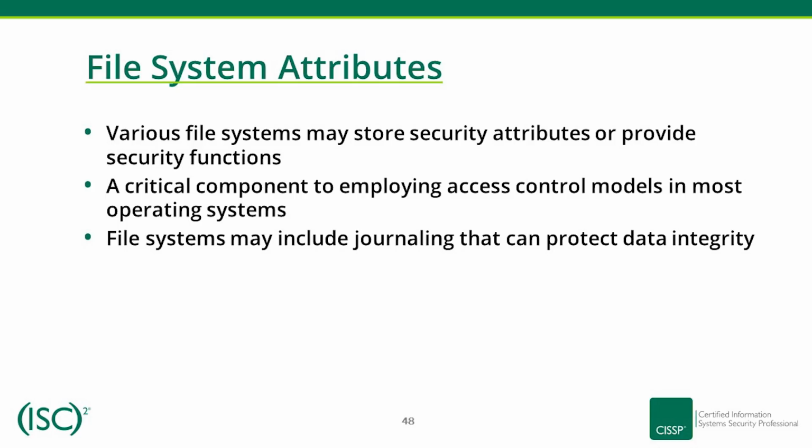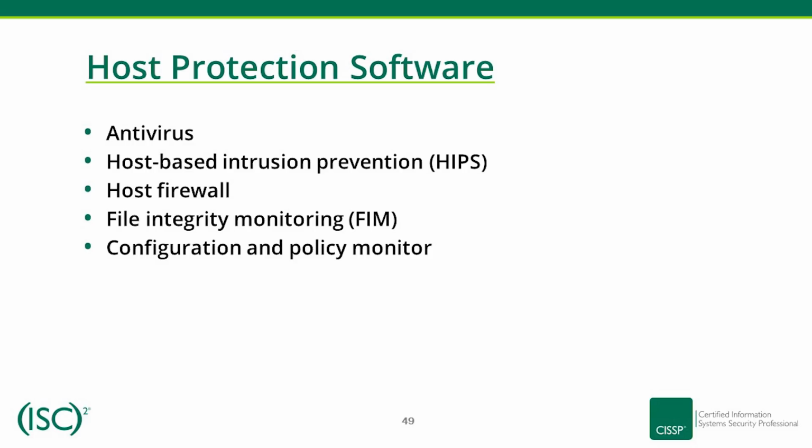File system attributes. Various file systems may store security attributes or provide security functions. A critical component to employing access control models in most operating systems. File systems may include journaling that can protect data integrity. Host protection software. Antivirus, host-based intrusion prevention, HIPS, host firewall, file integrity monitoring, FIM, configuration and policy monitor.